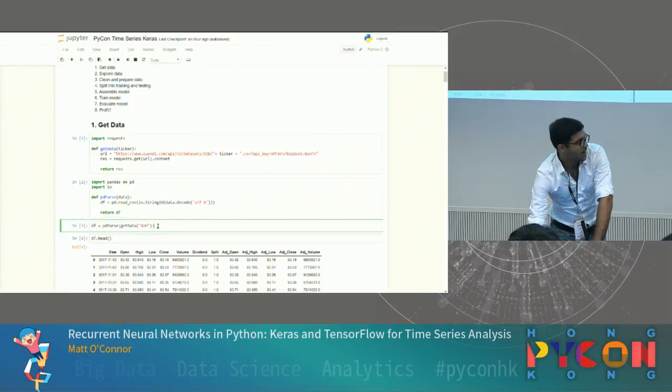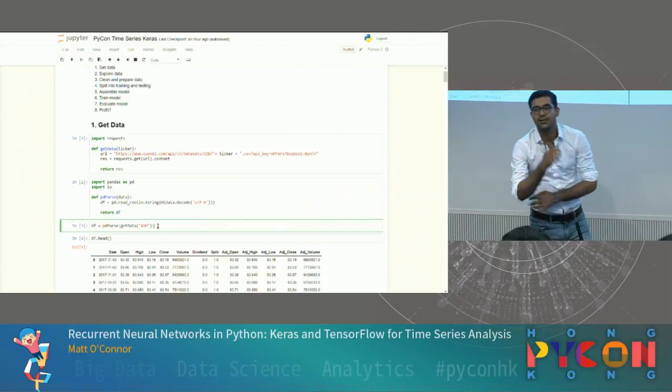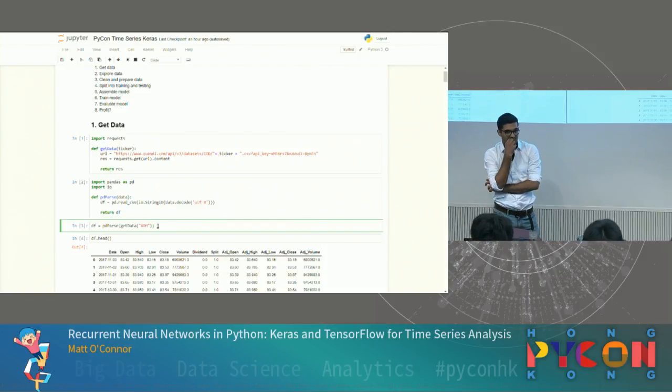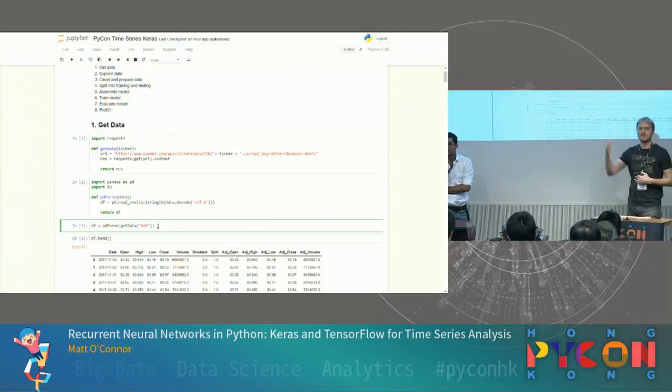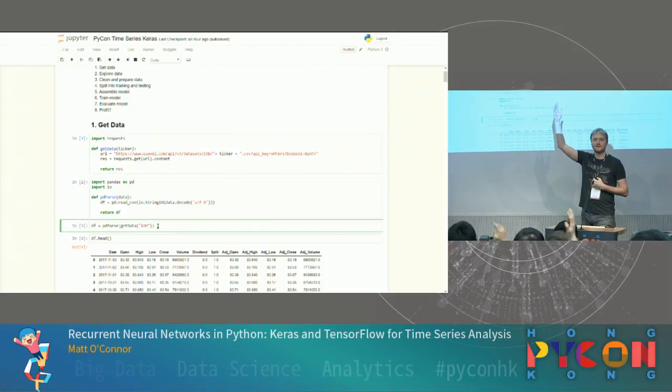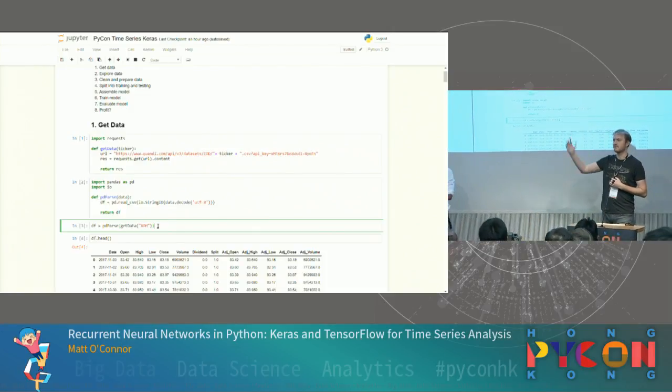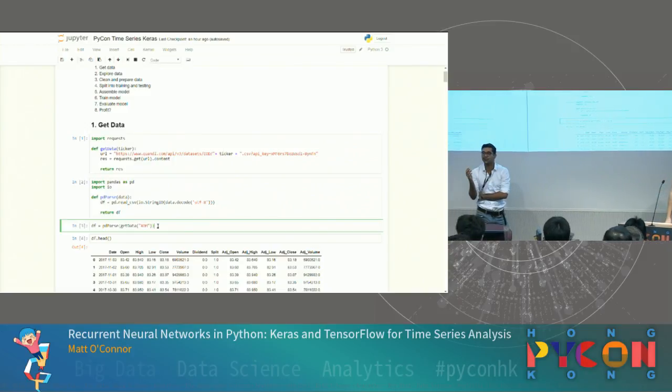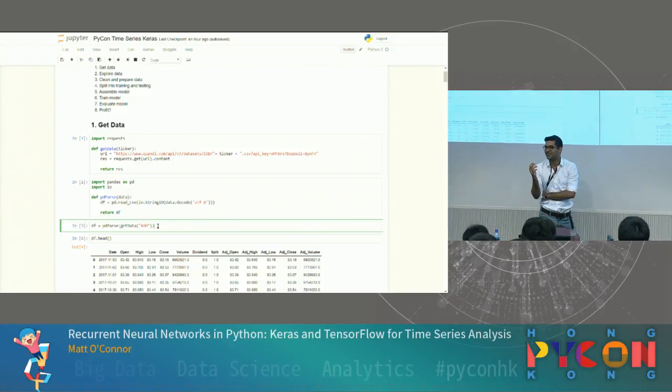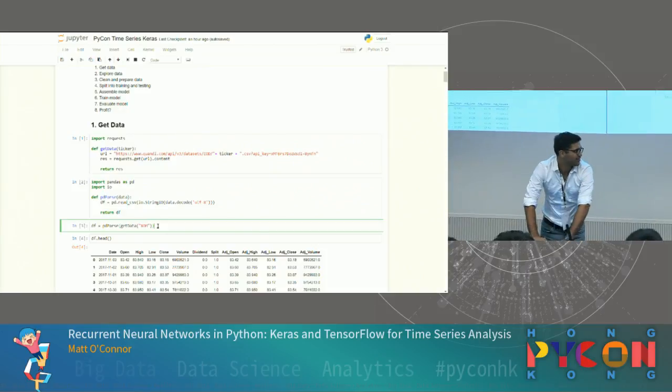Is everyone familiar with, are you guys data science Python or just general Python? Show of hands, who's familiar with pandas? Okay. Who's never heard of it? Who thought it was an animal? Yeah, okay. That's pretty good.